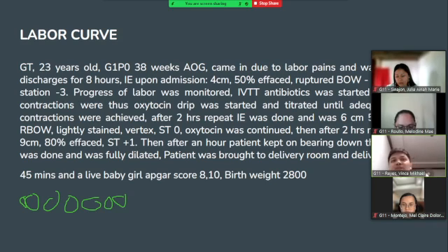After 2 hours, repeat IE was 6 cm and 50% effaced, ruptured bag of water, meconium-stained, vertex, station 0. Oxytocin was continued. After 2 hours, repeat IE was 9 cm, 80% effaced, station +1. After an hour, the patient kept on bearing down, and repeat IE showed full dilatation. The patient was brought to the delivery room and delivered after 45 minutes a live baby girl, Apgar score of 8 and 10, birth weight of 2,100 grams. Next slide.